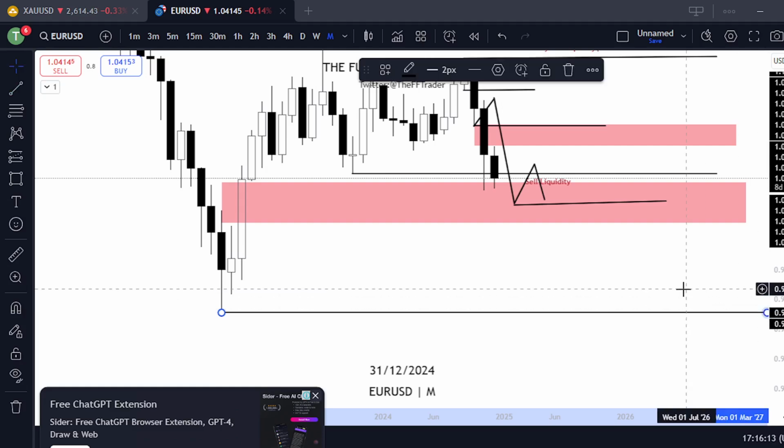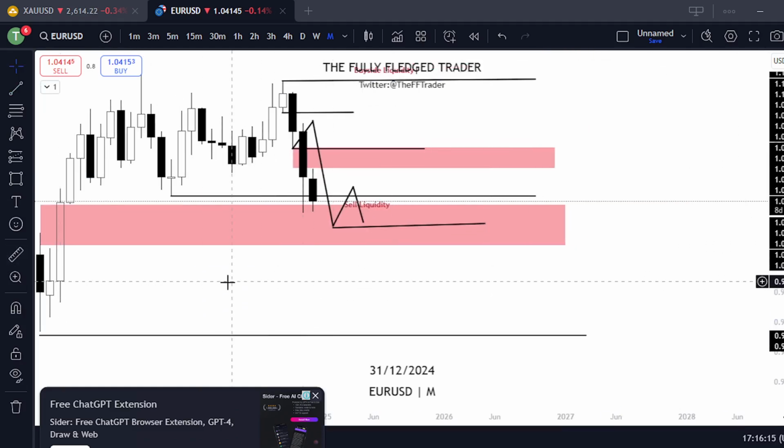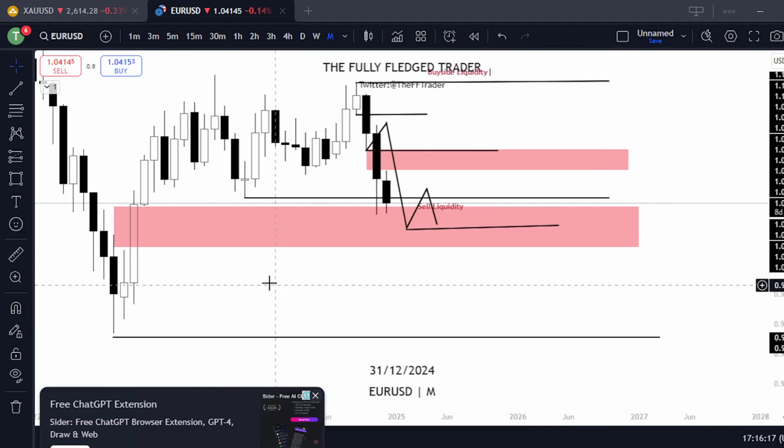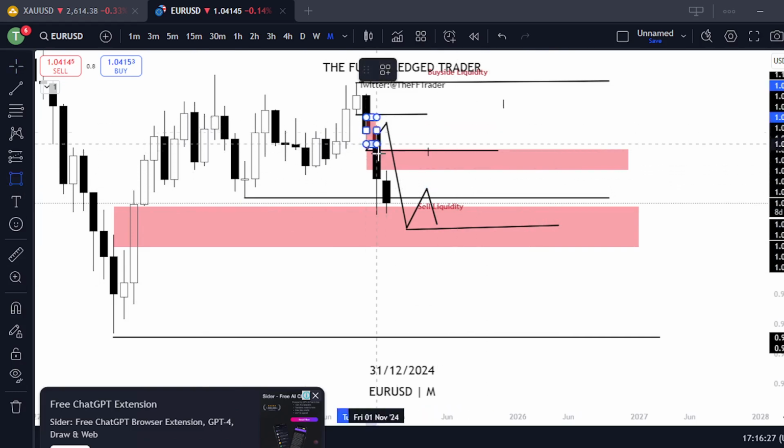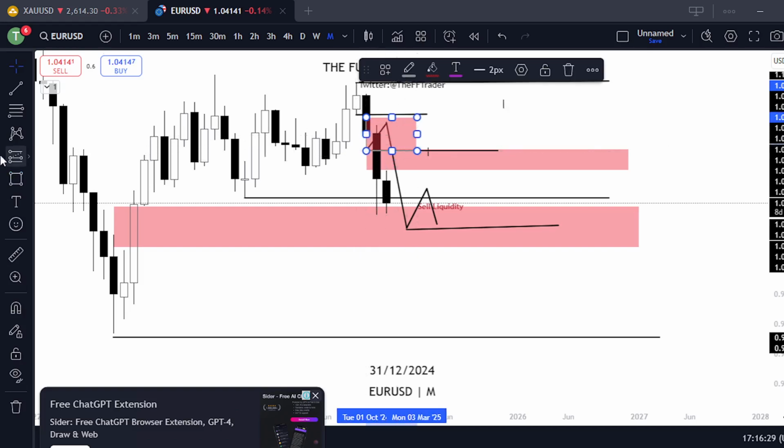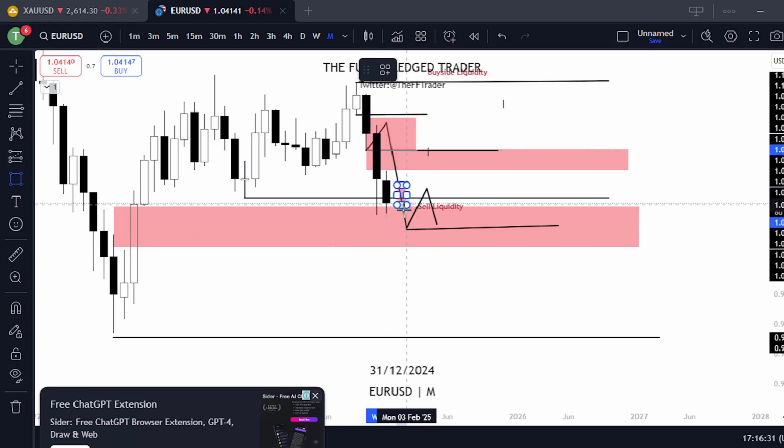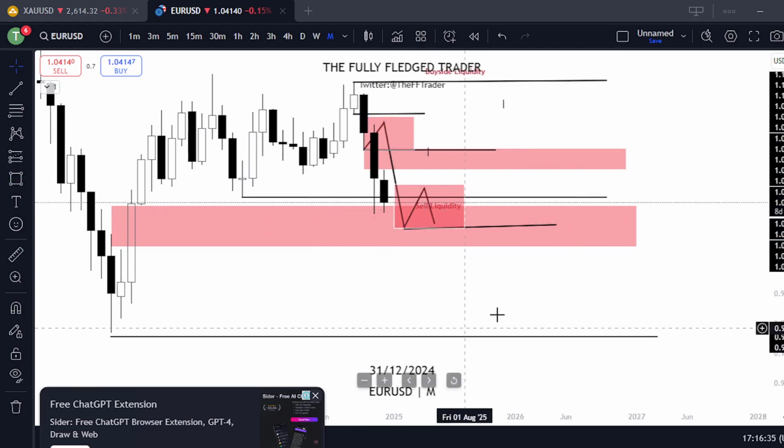Now this is where you see that my logic when it comes to this inefficiency here has been broken, because this is what my model tells me. So there is level one and there is level two.